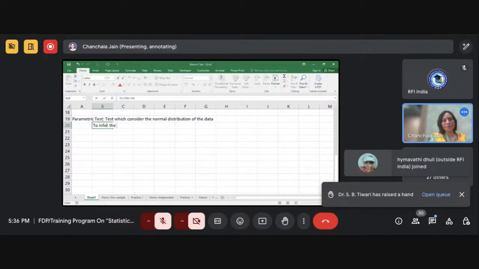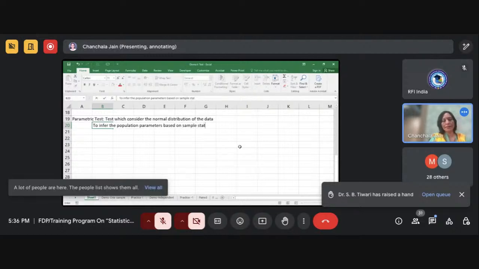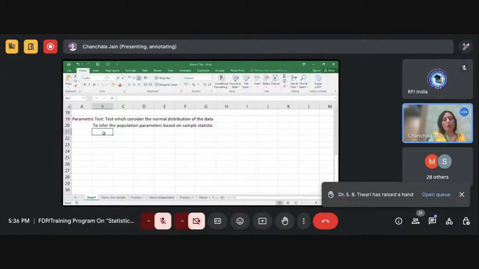Apart from this, we use these tests to infer the population parameters based on sample statistics. Right? So when we consider the population parameters, in that case we call them a parametric test. So these can be the probable definitions of parametric tests. Generally, when we are considering the normal distribution of the data, then we are talking about the parametric test.